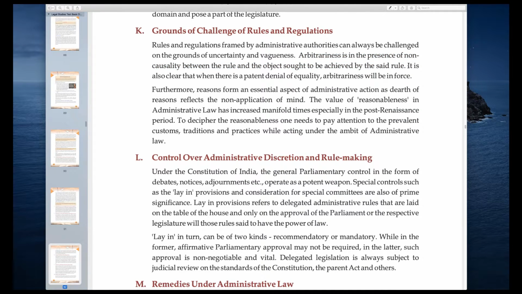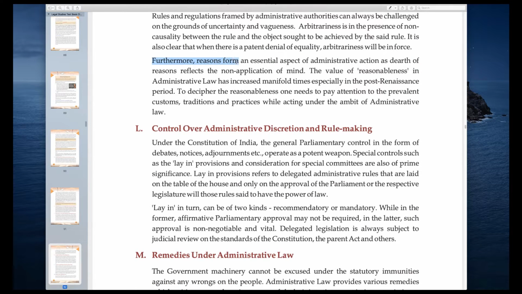The next sentence will clear this further. It is also clear that when there is a patent denial of equality, arbitrariness will be enforced. It is saying that if something denies equality, then some action must be taken in order to ensure equality. Furthermore, reasons form an essential aspect of administrative action, as dearth of reasons reflects the non-application of mind.